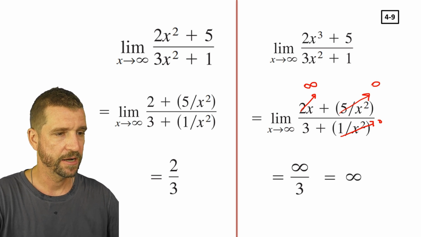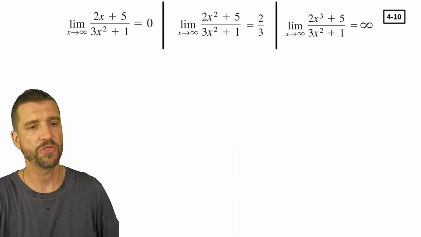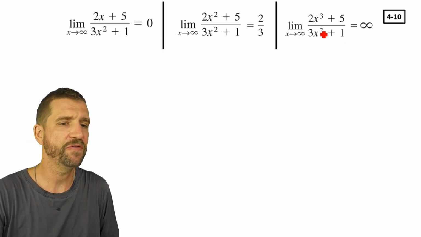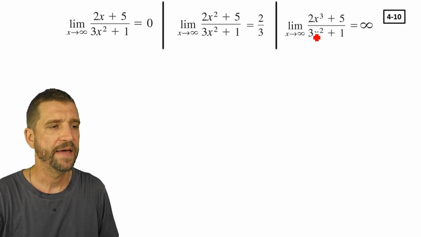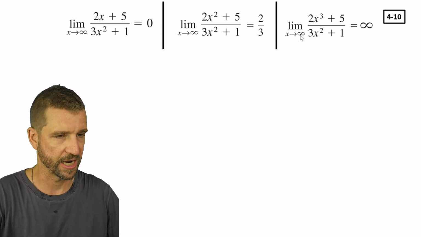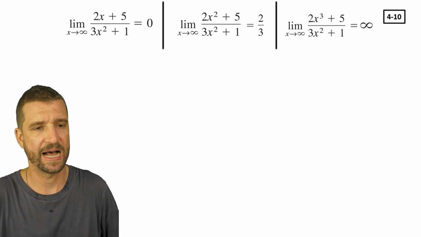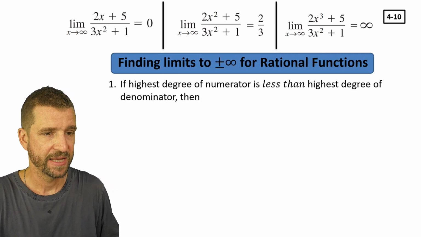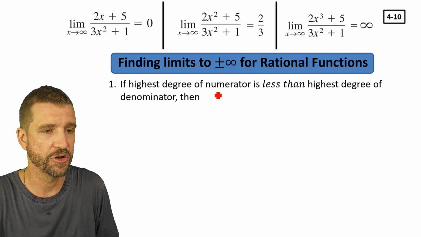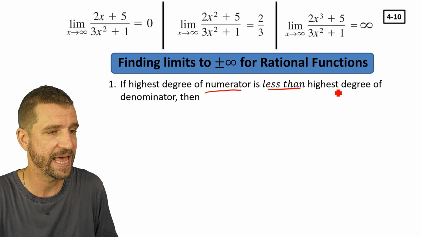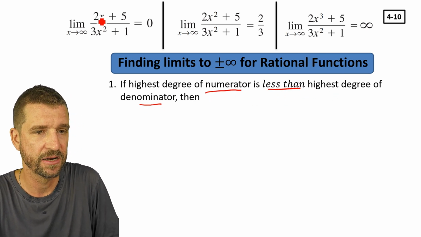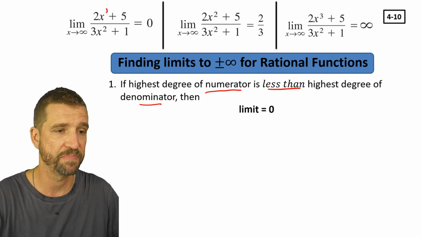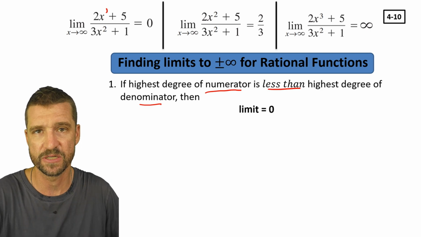So now I've shown you 3 different rational functions. There's a bit of a pattern here, and there's a bit of a shortcut. Anytime the degree of the numerator is less than the degree of the denominator, like here, this is a 1, this is a 2, the limit as it goes to positive or negative infinity will always be 0.